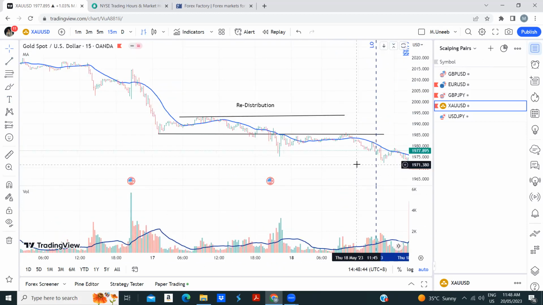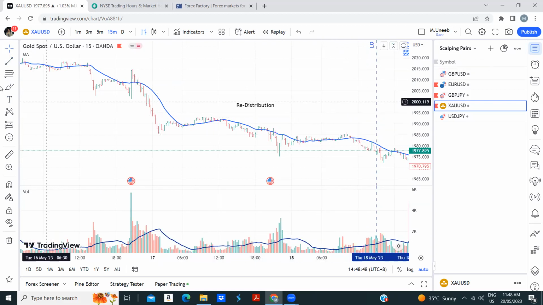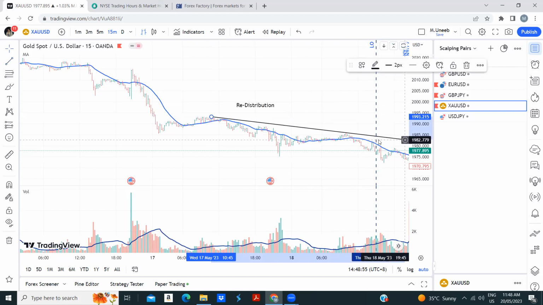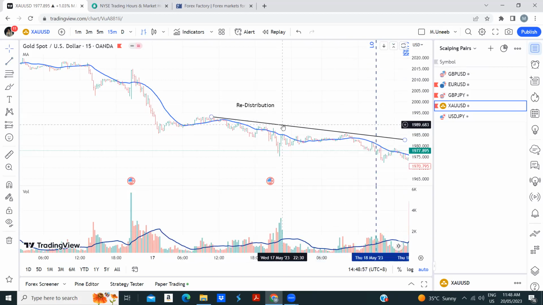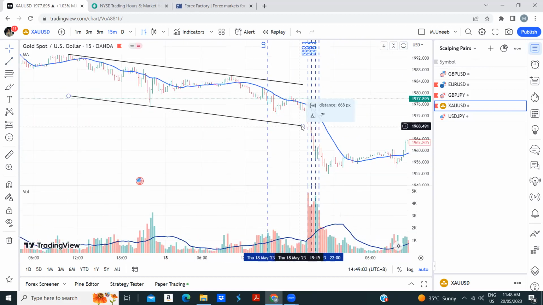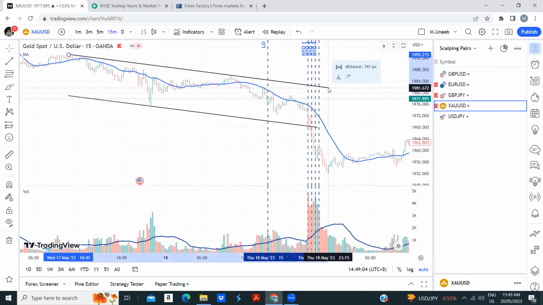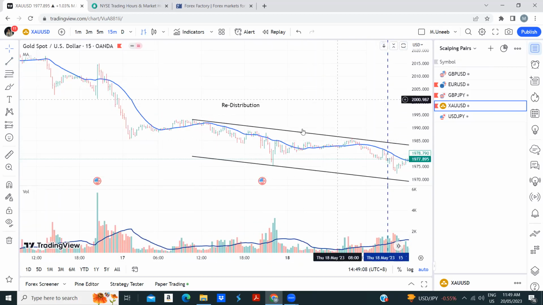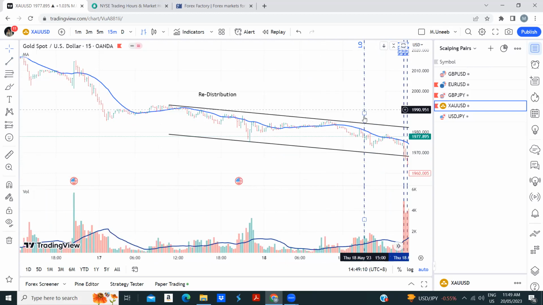So from here, some people will draw like this. They might say, okay, I want to draw the channel like this. Yes, they can draw. And you can say, oh, this is a channel here, right? But what's happening at London Open? What are we seeing at London Open? We are just seeing the price moving within the channel, right?